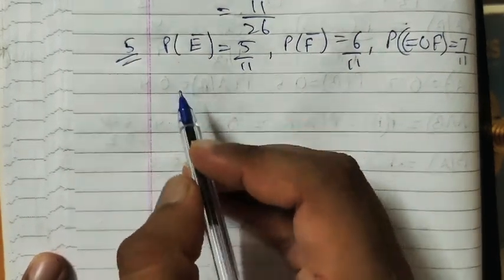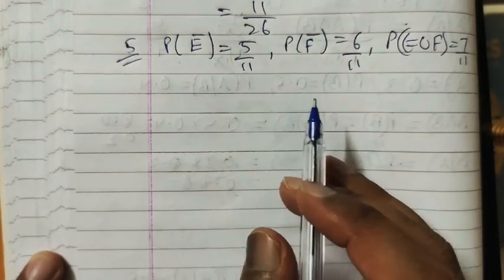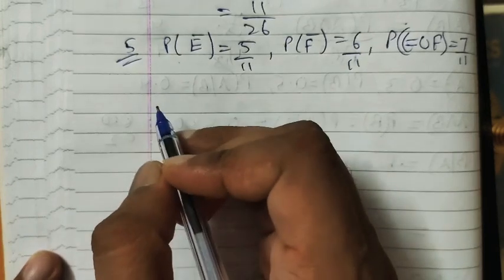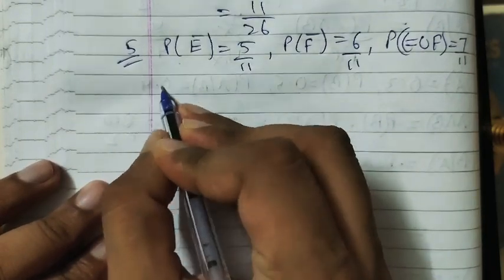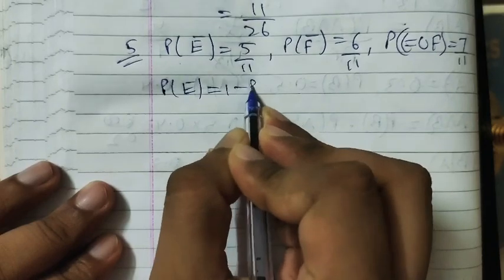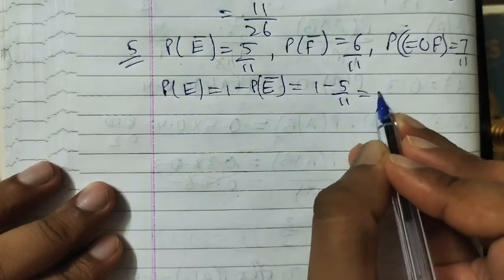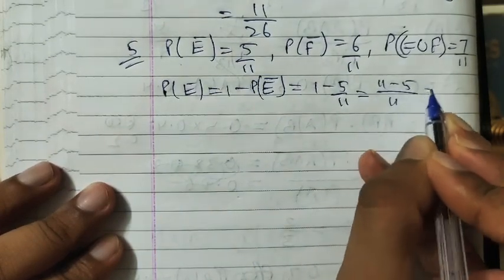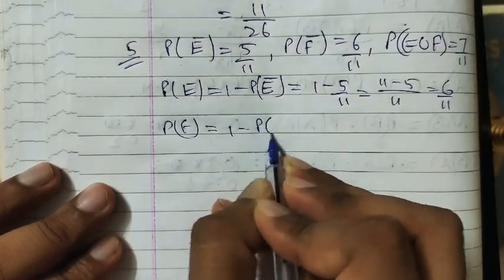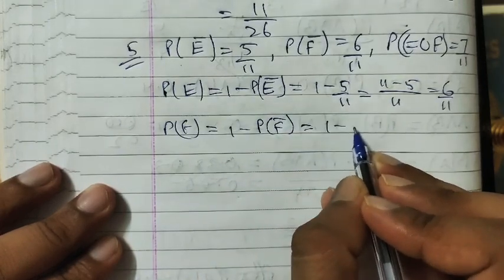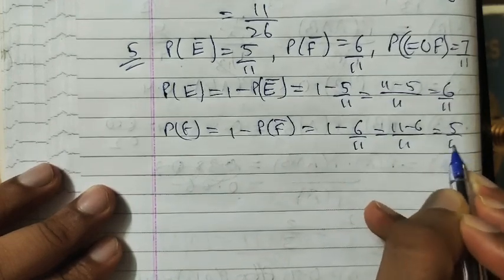So question number 5 is probability of E naught is given, probability of F naught is given, and probability of E union F is given, right? So we have to find out probability of E intersection F, first part. So probability of E naught is given, so we can say probability of E is equal to 1 minus probability of E naught, right? So 1 minus 5 upon 11, taking LCM 11 minus 5, 6 upon 11. Similarly probability of F, 1 minus probability of F naught, right? So 1 minus 6 upon 11, taking LCM 11 minus 6, 5 upon 11, right?